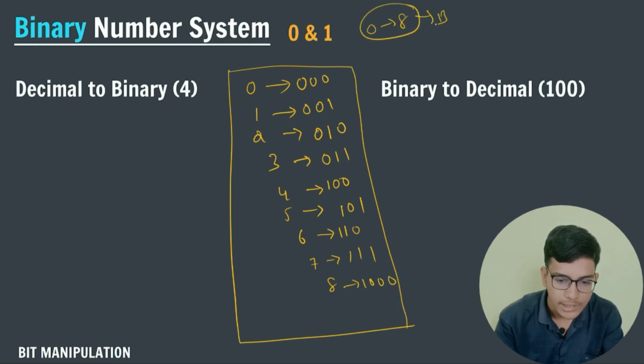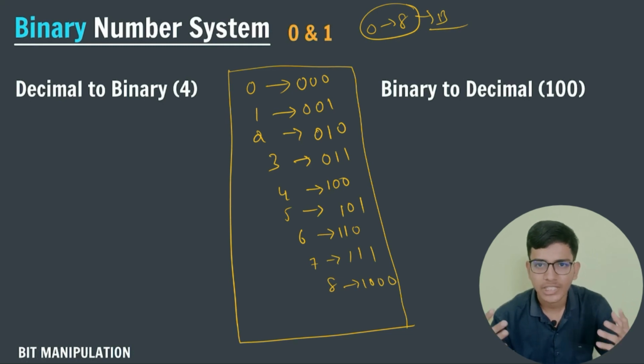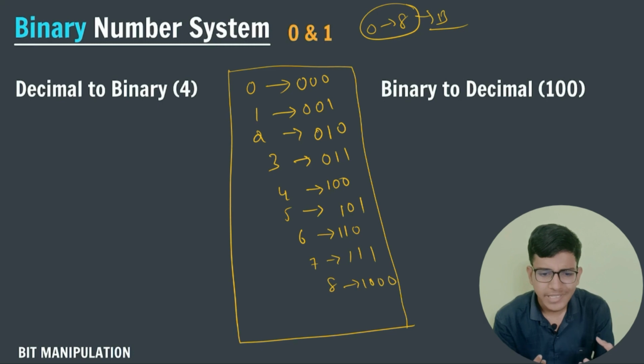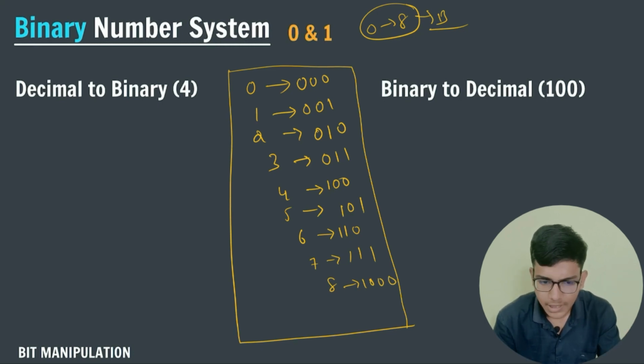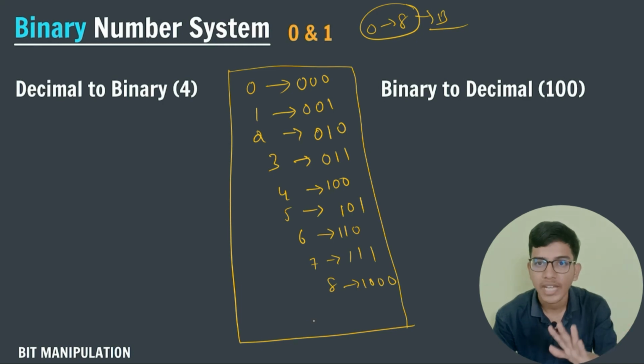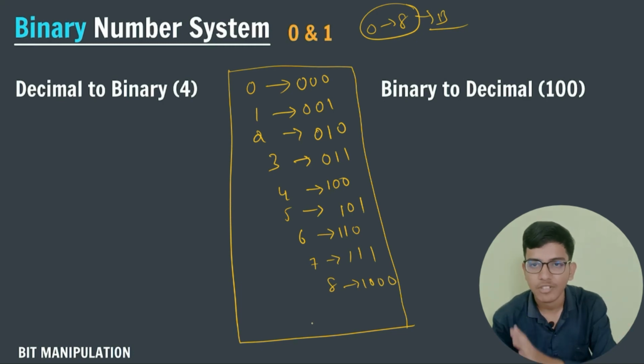I want you guys to remember these conversion values, because it will become easy when we are going to do questions of bitwise AND, bitwise OR and all those things. It will become easy when it comes to question solving, and I want you to remember these decimal numbers from at least 0 to 8 and their conversion in binary.